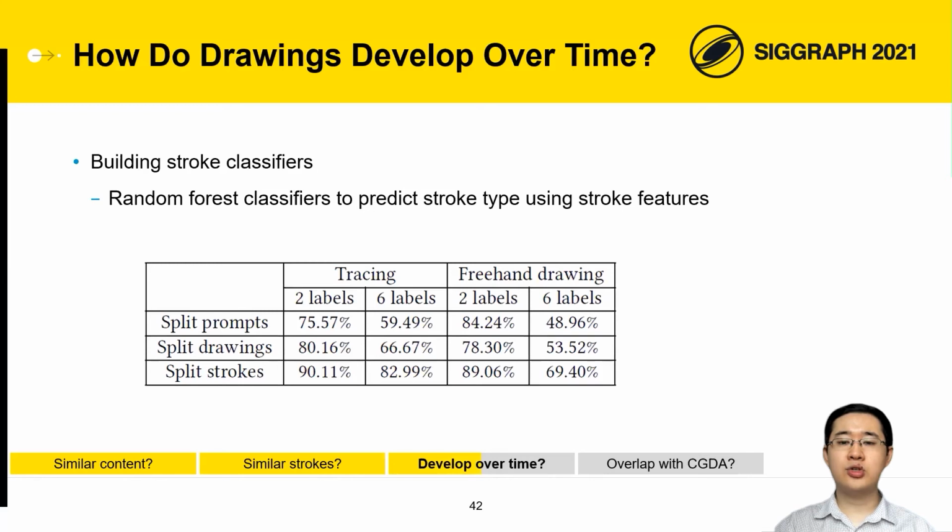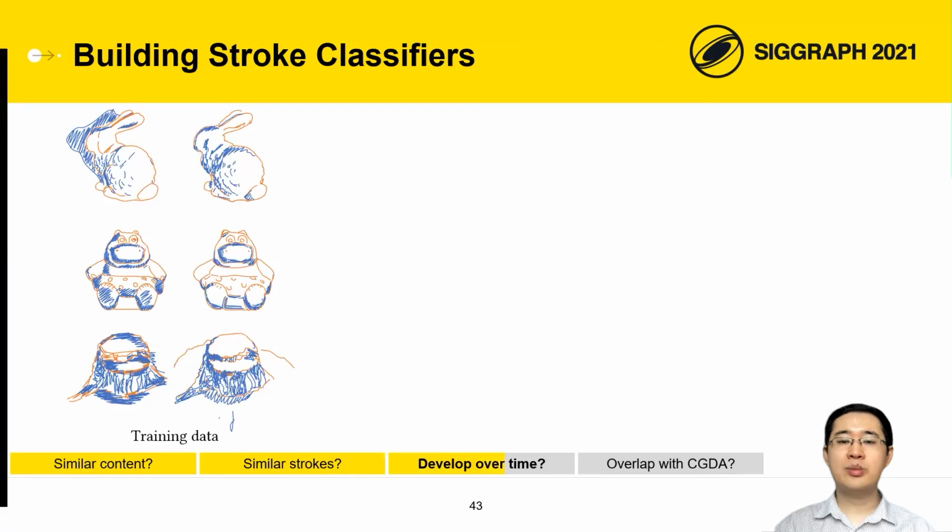Trends in how stroke features and labels changed over time suggest the possibility of stroke classification. We built random forest classifiers using these features. The classifiers distinguish geometric contours from tone details with an accuracy of about 80 to 90% on splits of prompts, drawings, and strokes. Here we show sample label tracings used for training the classifiers. Orange represents geometric contours, and blue represents tone details.